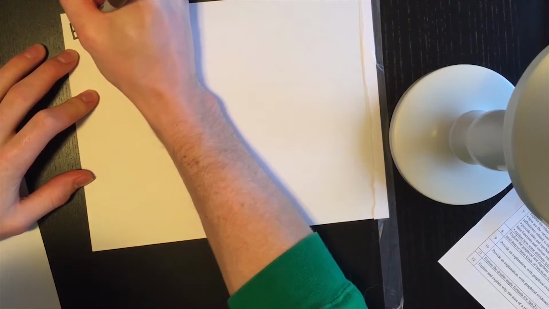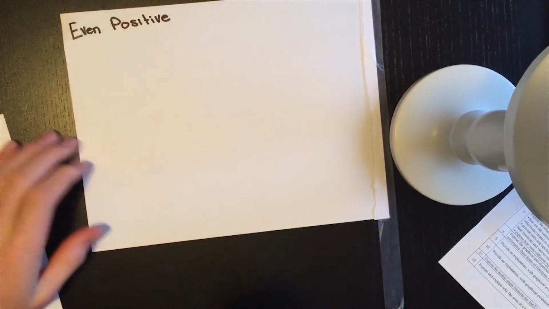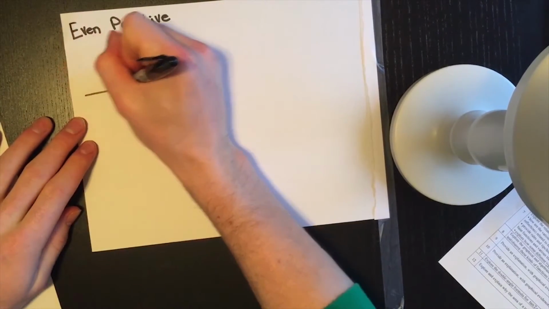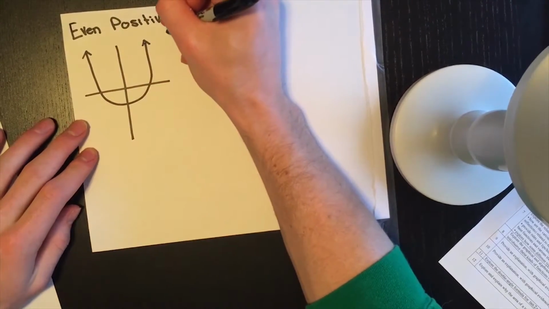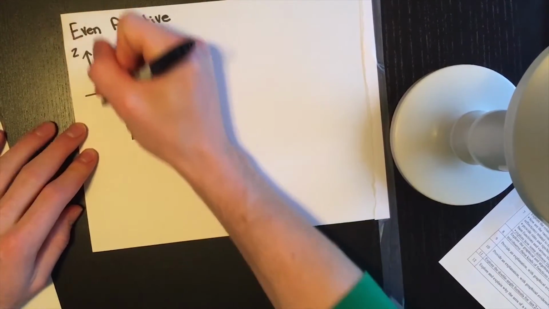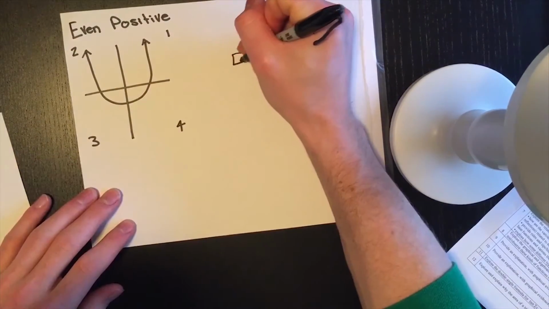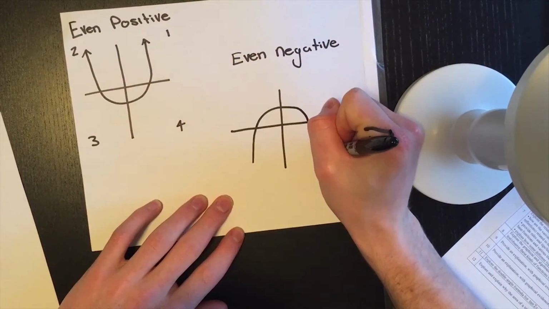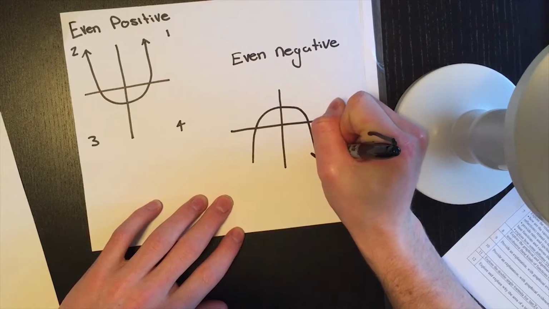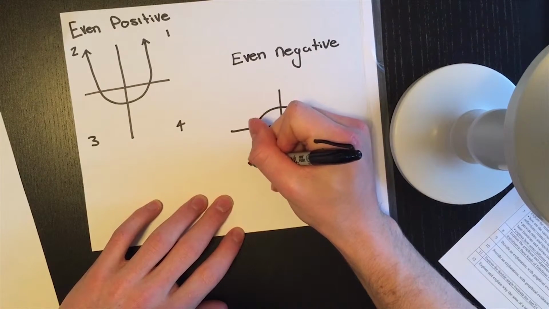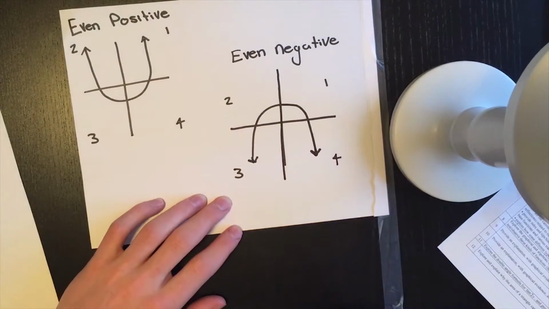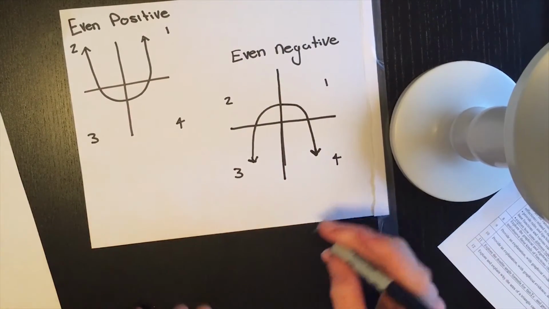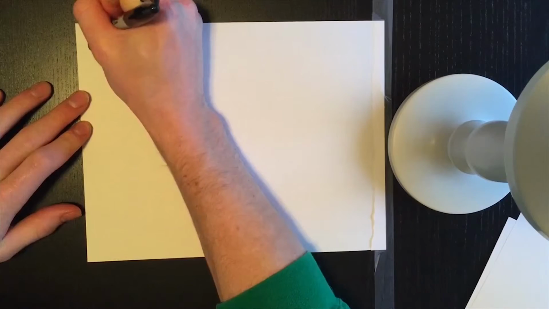An even function is symmetrical with respect to the y-axis. A positive even function will have the end behavior increasing on the y-axis infinitely going up through quadrants 1 and 2. A negative even function will have the end behavior decreasing on the y-axis infinitely going through quadrants 3 and 4. If we split the even negative function down the y-axis, it would be symmetrical.